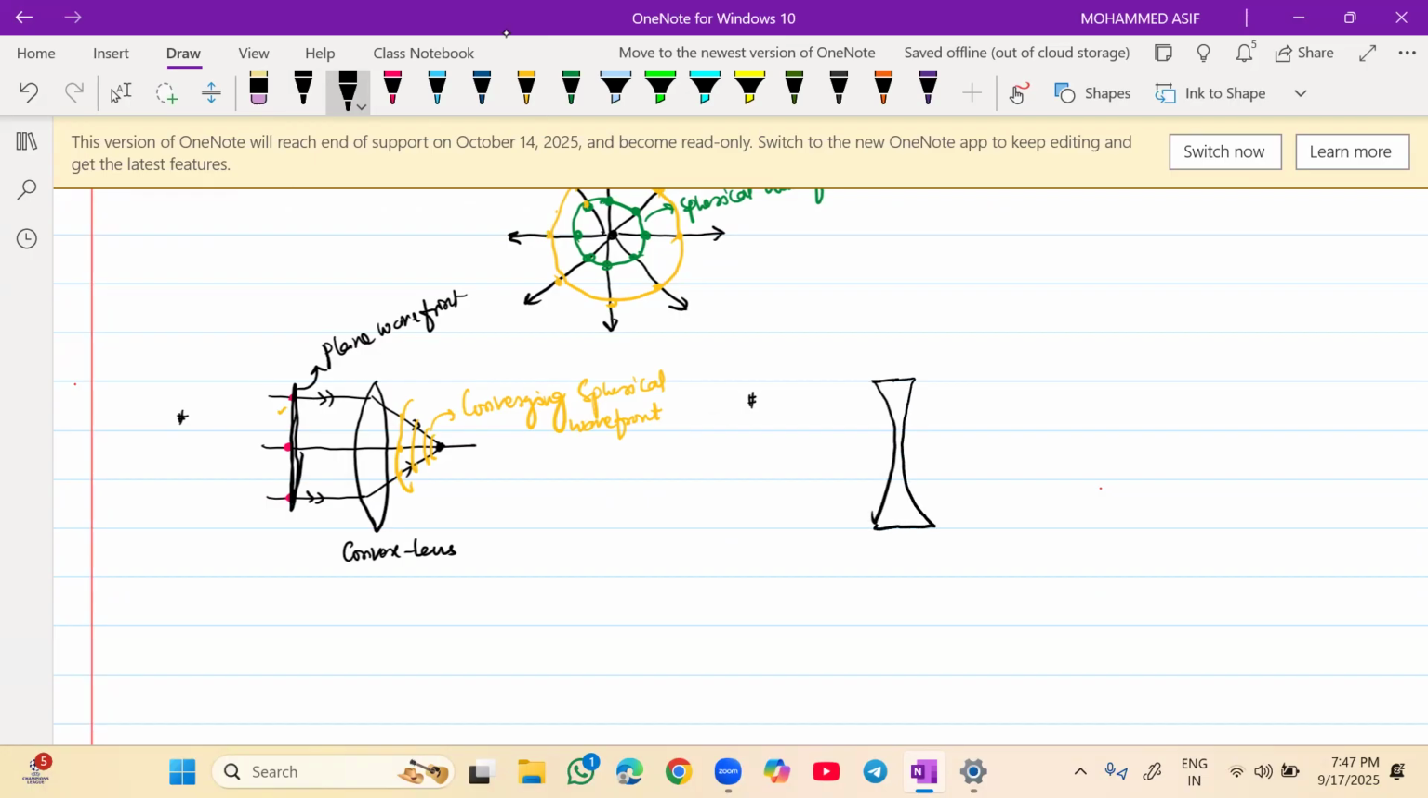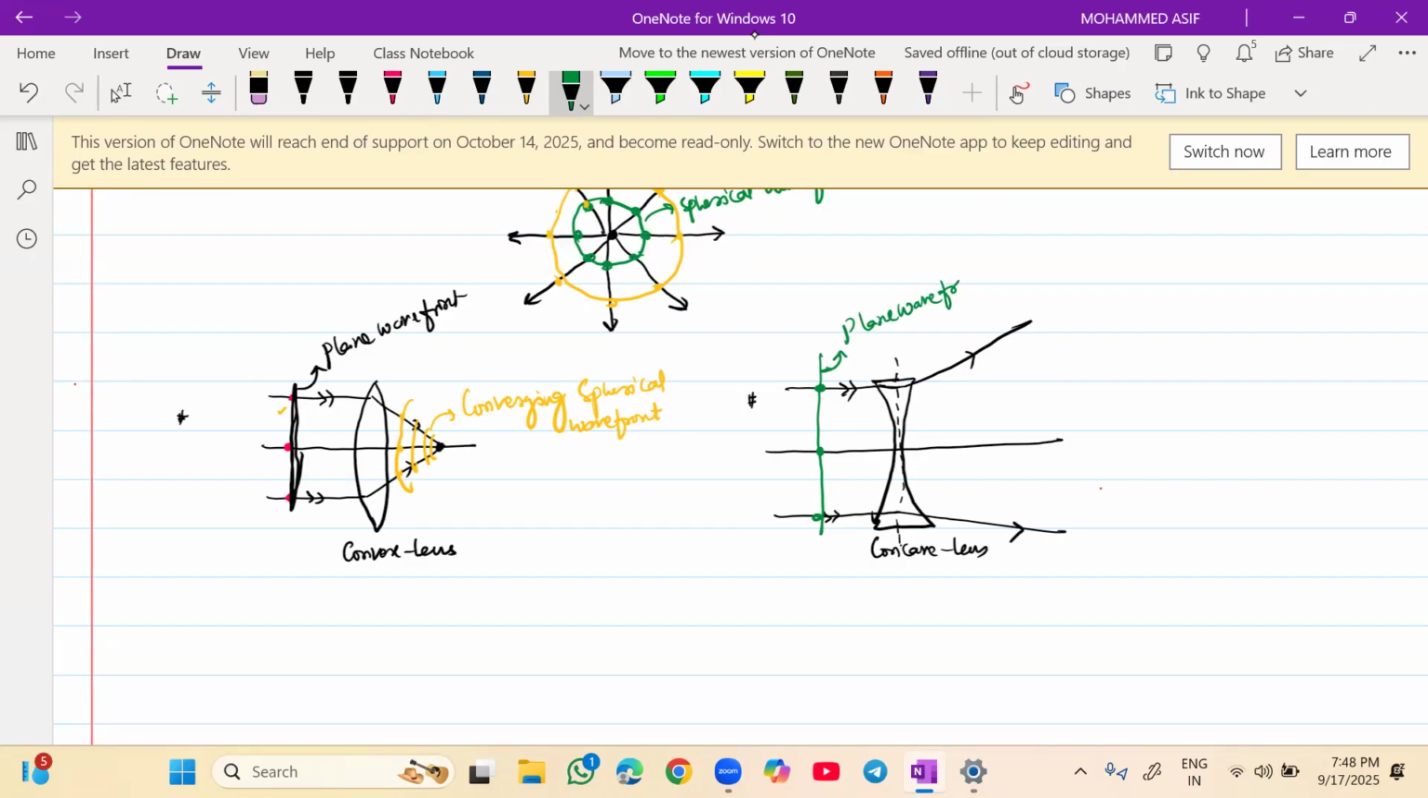Now talk about the concave lens. If the central part is very thin and the outer part is thick, that is known as a concave lens. When a ray of light is incident on this concave lens, it will diverge like this. Now tell me what type of wavefront is incident on this one. If I attach all these sources, a line is joined here. It is a plane wavefront.